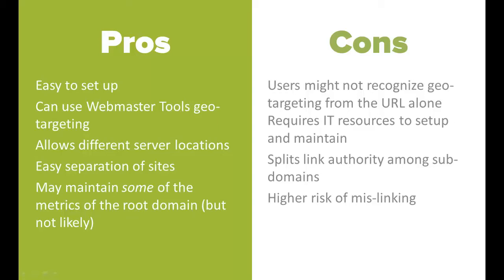There's also a higher risk of mislinking. That means if you have a subdomain, for example de.example.com, and you ask a friend in Germany to link to your German site, but they accidentally link to your www.example.com version, then you've got a really great link that's no longer pointing to the relevant country subdomain. A lot of times you'll end up getting your links pointing to your main domain or to the wrong subdomain. So there's a higher risk there of mislinking.